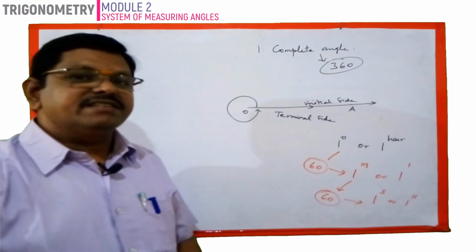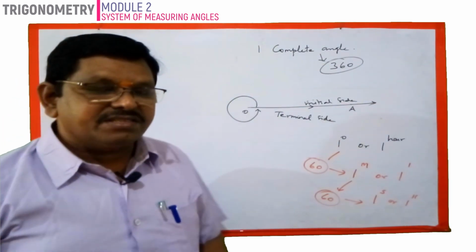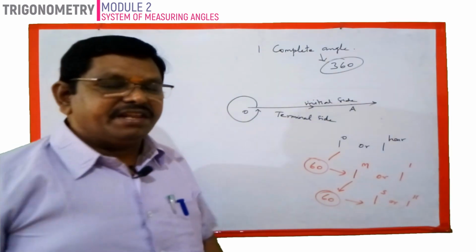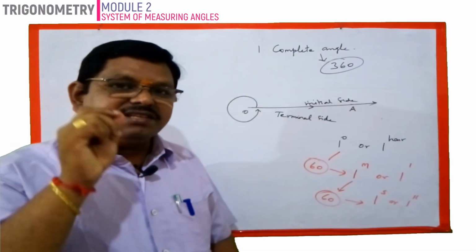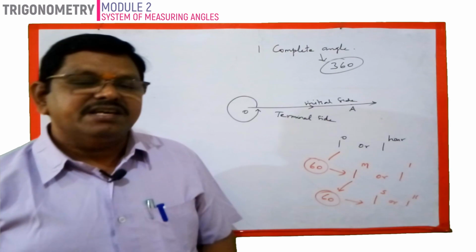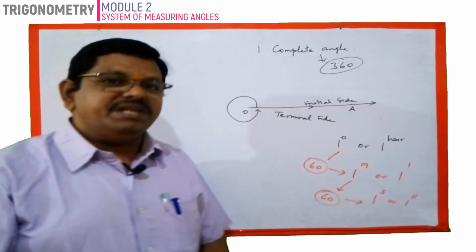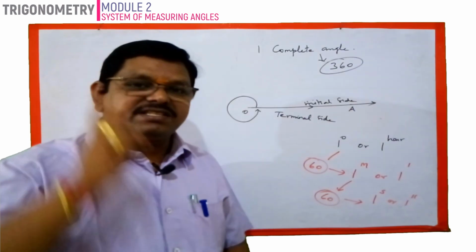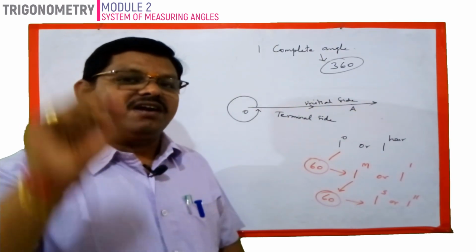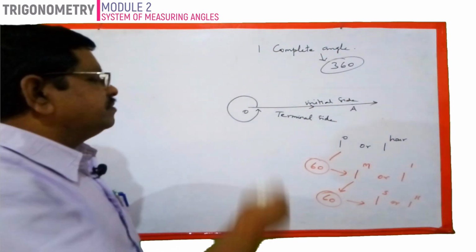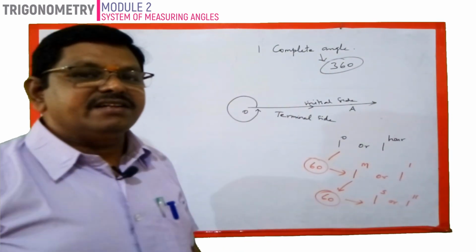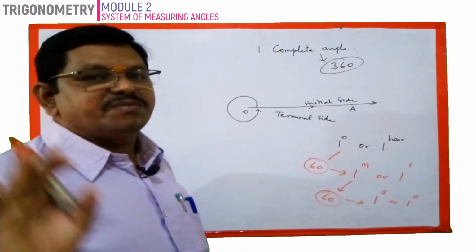That one complete angle is divided into total 360 parts. Each part is called 1 degree, and each 1 degree is divided into 60 equal parts. Each part is called 1 minute, and each 1 minute is divided into 60 equal parts. Each part is called 1 second. So this system of measuring the angles is called sexagesimal system.